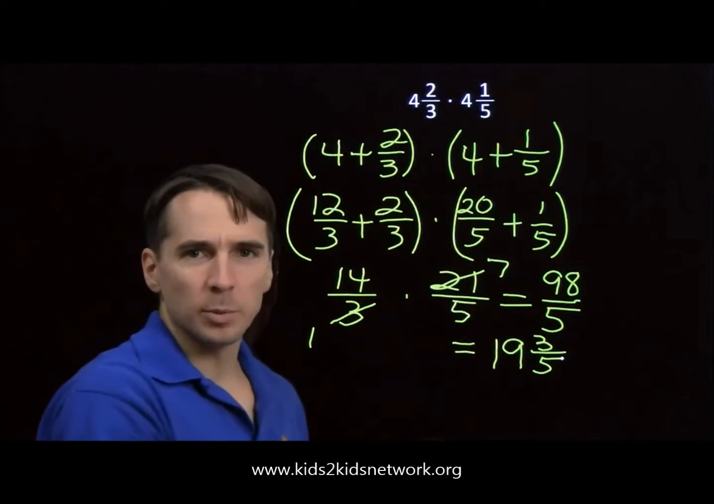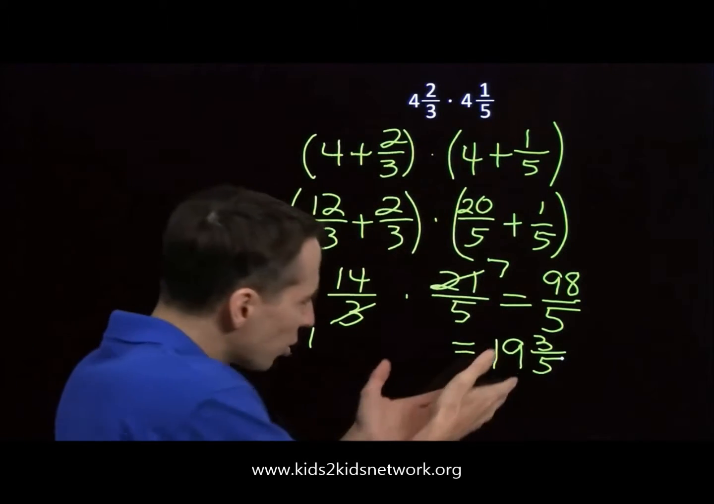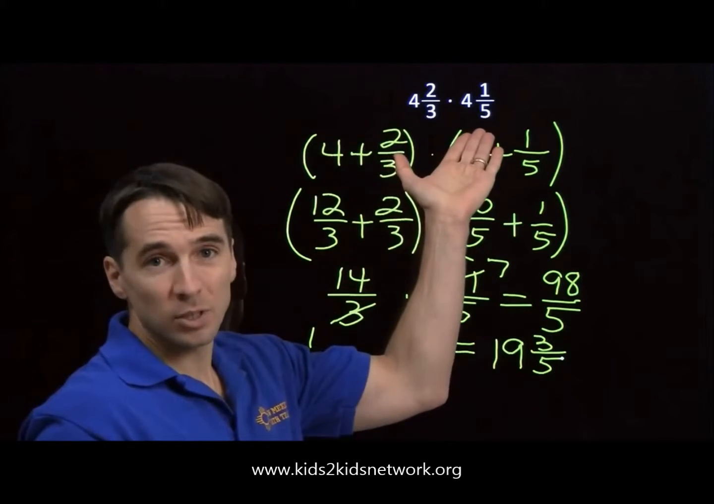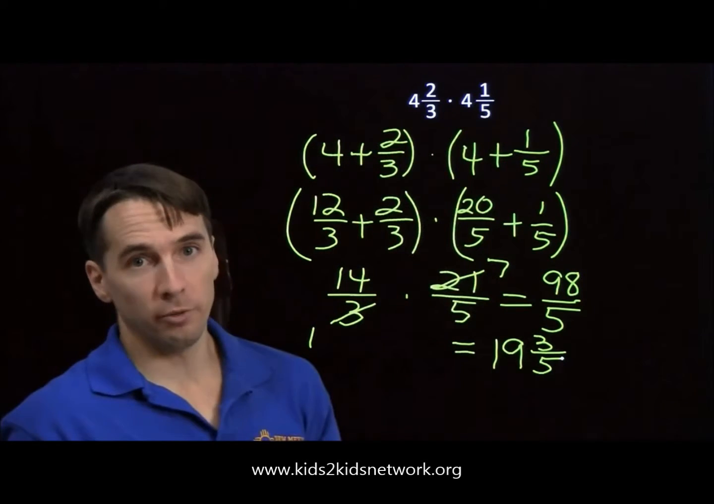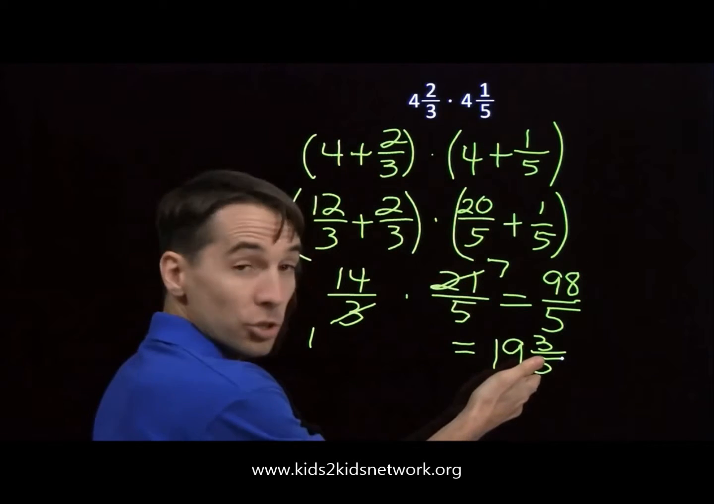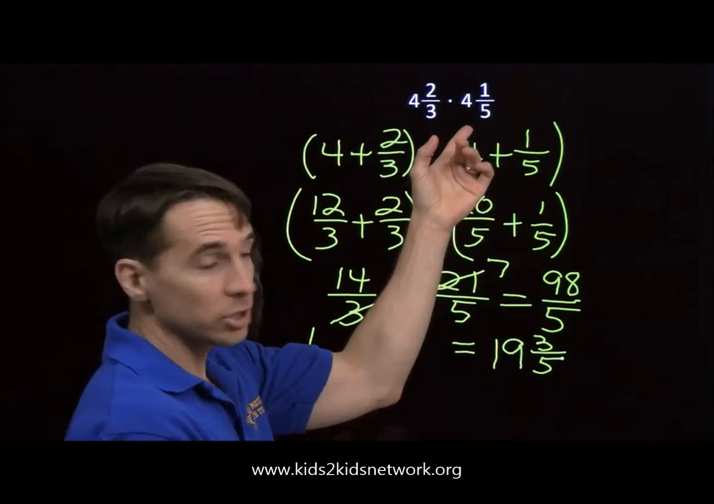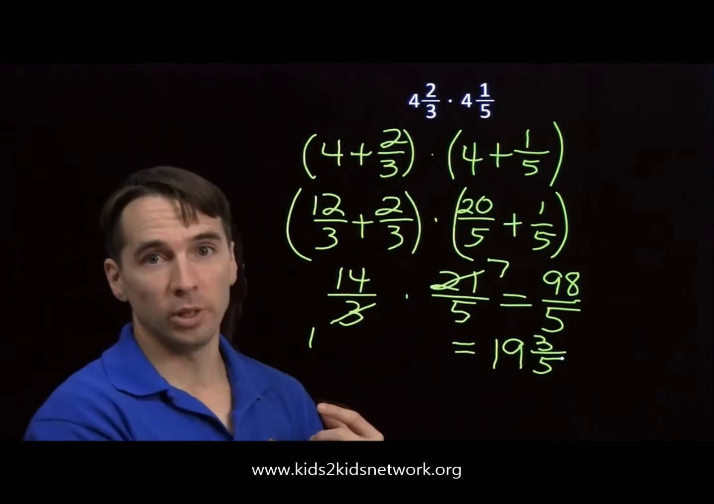Now at the end of these types of problems, I usually like to do a little sanity check and make sure our answer kind of makes sense. Up here, we look at 4 and 2/3 times 4 and a 5th. That's going to be more than 4 times 4, which is 16. Sure enough, that's more than 16. And this is going to be less than 5 times 5, which is 25. Sure enough, that's less than 25.